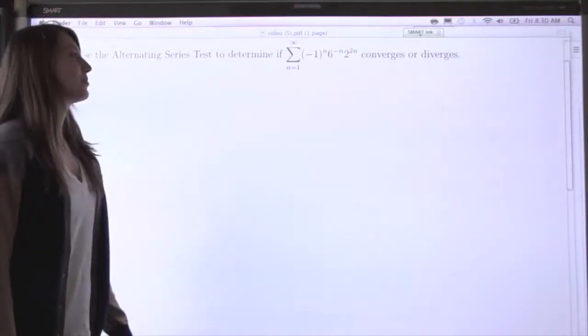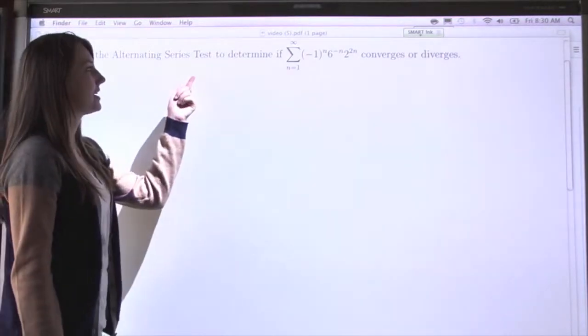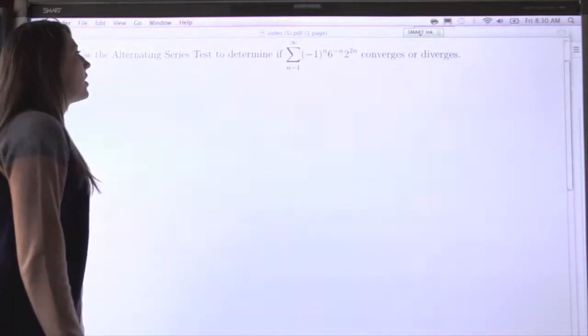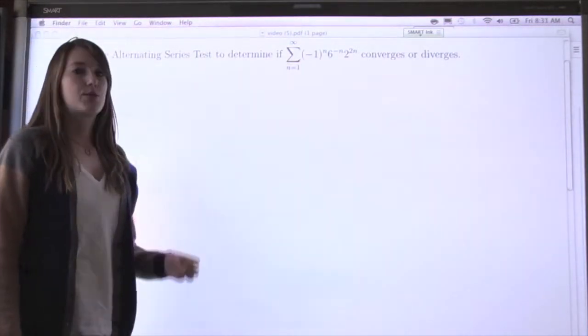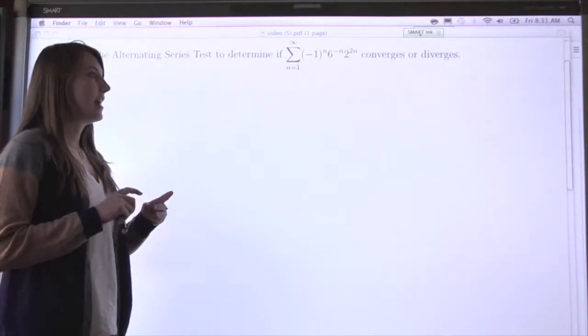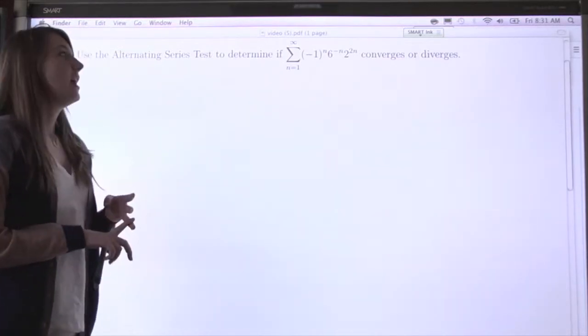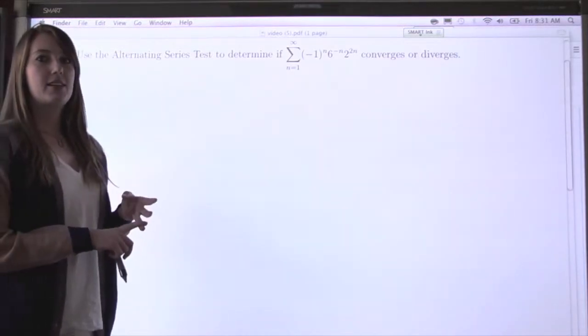I'm Jackie. This week's problem asked us to use the alternating series test to determine if this series converges or diverges. So the alternating series test needs three things. We're going to show that this series is positive, decreasing, and the limit as n goes to infinity of a sub n equals 0.